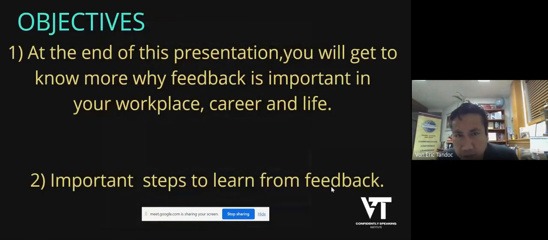Objectives. At the end of this presentation, you will get to know more why feedback is important in your workplace, career, in life. And when we say career, that includes your research, because your research is very important in your career. And of course, the next one is important steps to learn from feedback. So we need to learn the different steps from feedback. That is our two main objectives in this session.